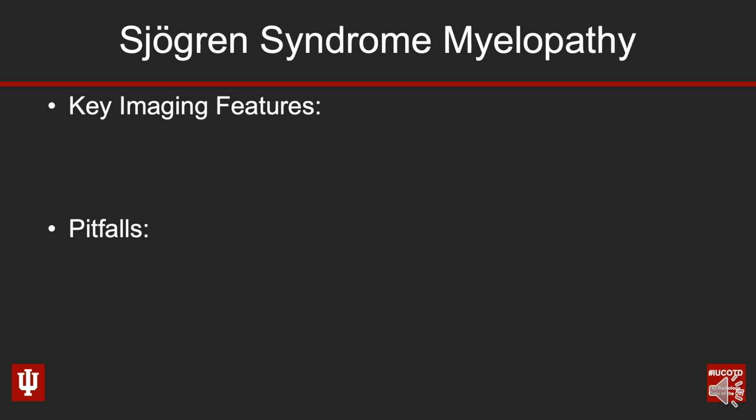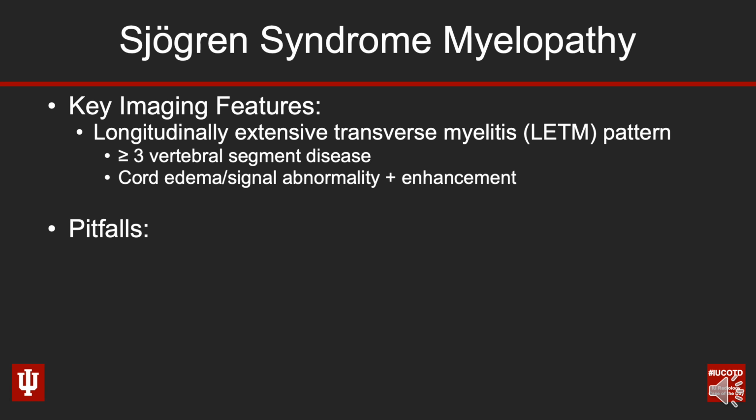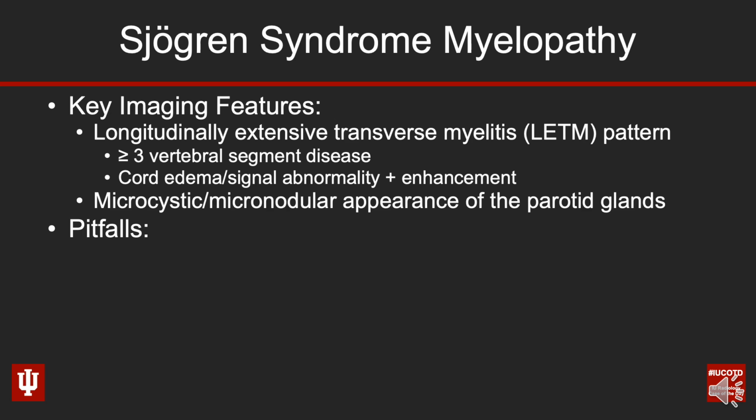Okay, let's wrap this up. So this was a case of Sjögren syndrome myelopathy. The key imaging features in this case would be to recognize that longitudinally extensive transverse myelitis pattern. Important by definition, this involves 3 or more continuous vertebral segments. And you will have cord edema or cord signal abnormality, as well as potential enhancement like this case showed.